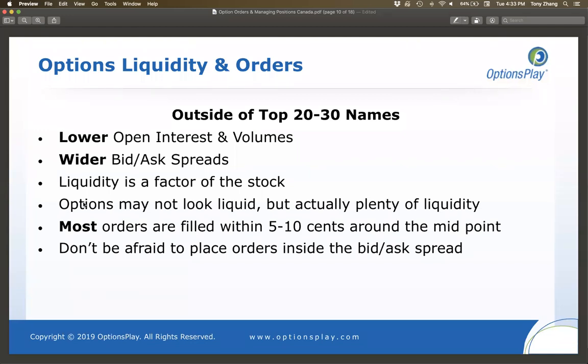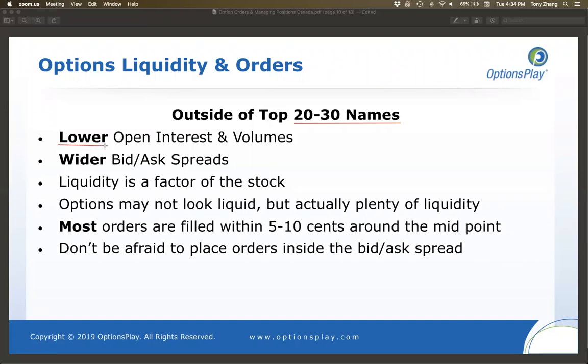So you have to think about where you place your option orders in order for them to get filled. So basically, when we're talking about options, anytime you go outside of the top 20 to 30 names, what that means is that if you look at the market cap of stocks, and anything that's not in the top 20 to 30 biggest names by market cap, which in Canada is predominantly going to be banking and a few resource stocks, oil and mining stocks. Outside of that, you're really going to see relatively lower open interest and volumes.